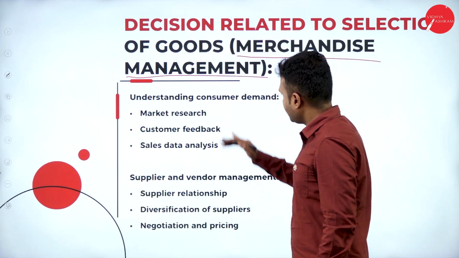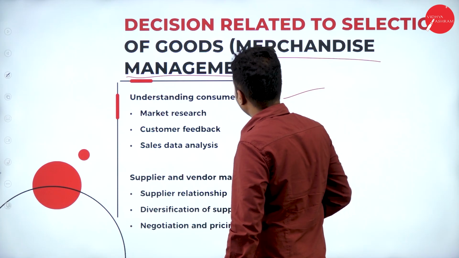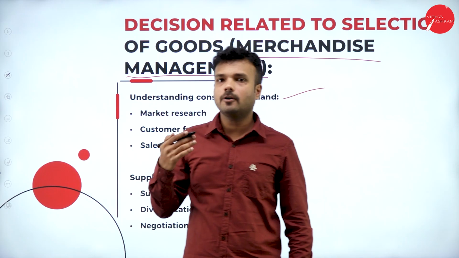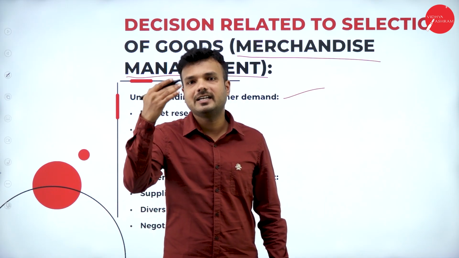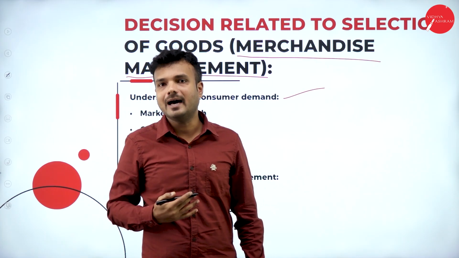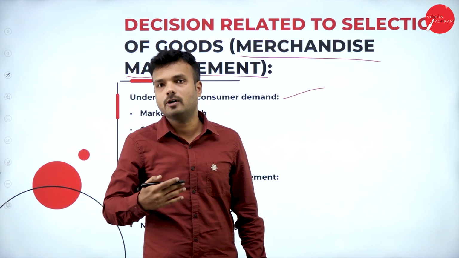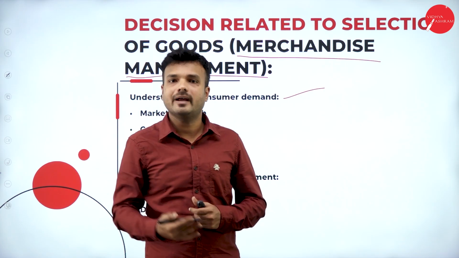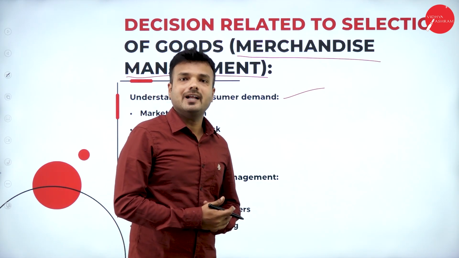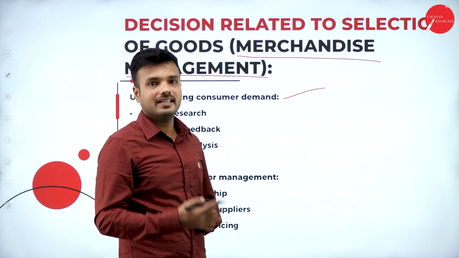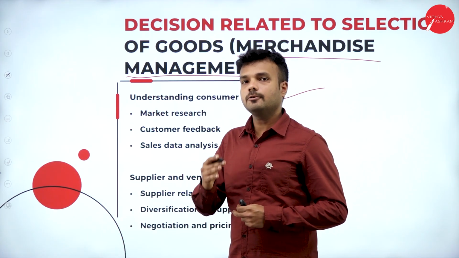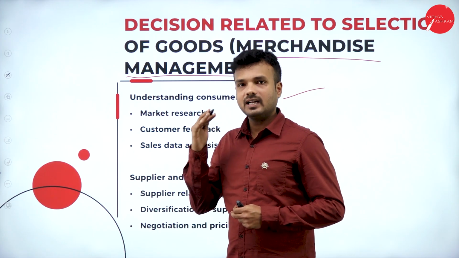The first one is understanding consumer demand. This is a very important point that we must keep in mind before manufacturing the product, because whatever product we manufacture must be in demand in the minds of the customer, right? We are supposed to manufacture products that are in demand in the market. If we manufacture a product which is not in demand at all, there is a possibility of loss. So we must manufacture the product that is in demand and in trend in the market.